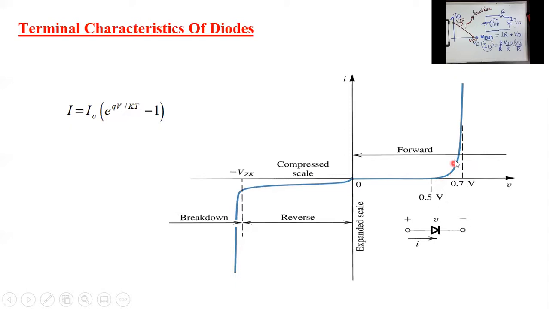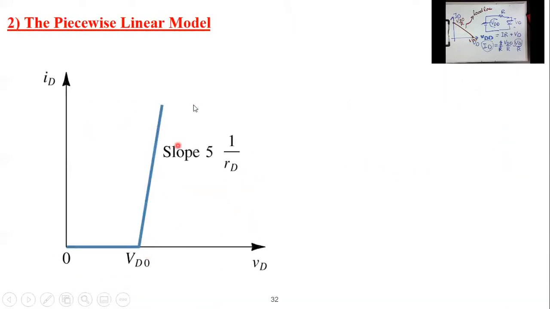The second approximation is that after the built-in potential, the current should be exponential, but we assume that this current is linear with a slope of 1 over RD. As you remember from part number 2, I told you that the slope of this curve is 1 over the resistance. So this is 1 over RD, where RD is the resistance of the model of the diode. So here we have a built-in potential, which is VD0, or you can call it V0, and we have a linear model. That's why we call it the piecewise linear model, because we assume that this is a linear model after V0 with a resistance RD.